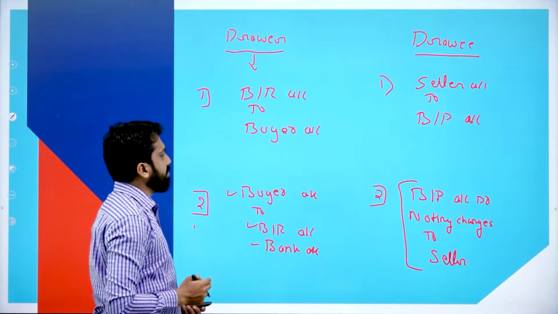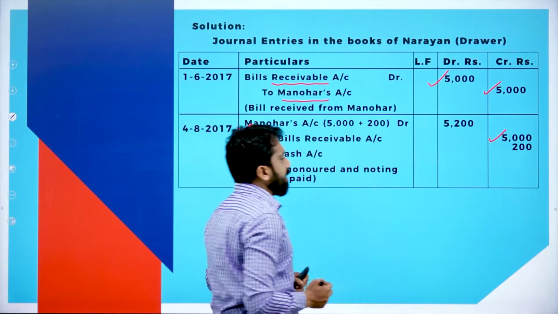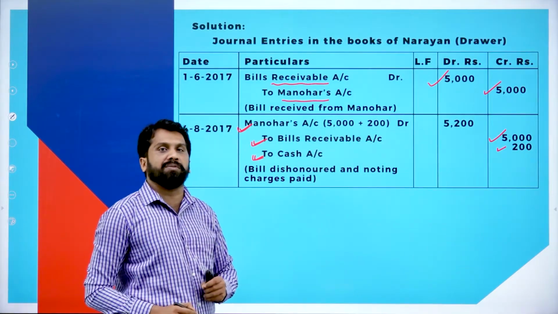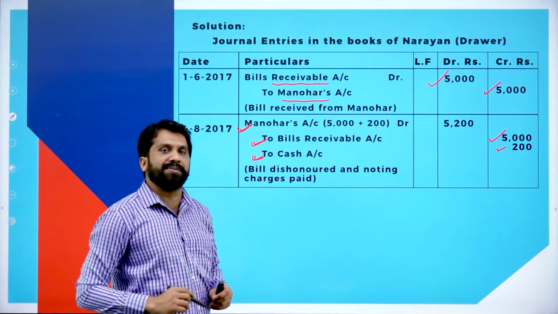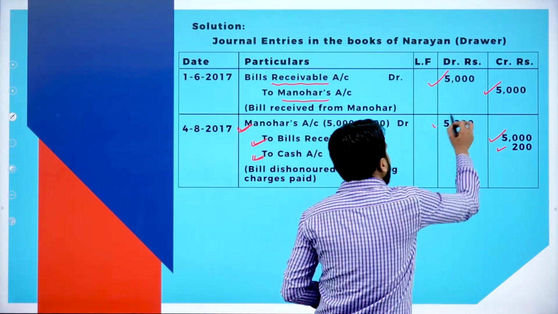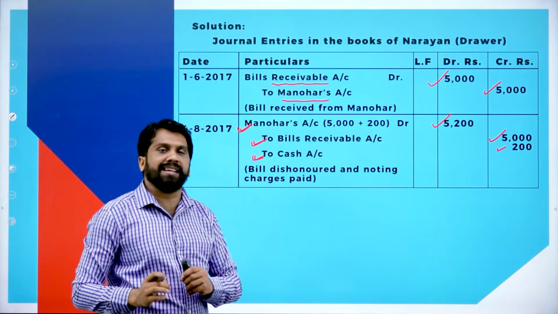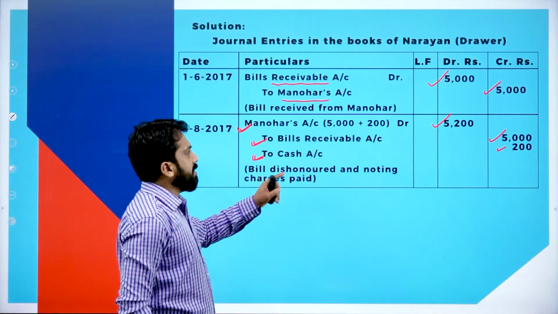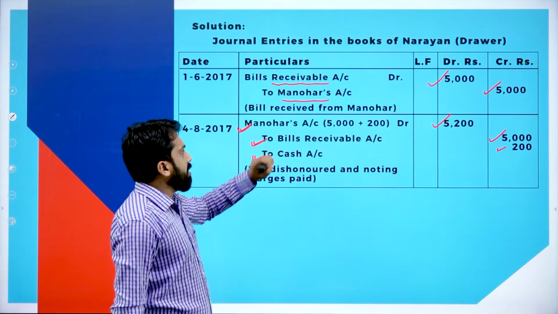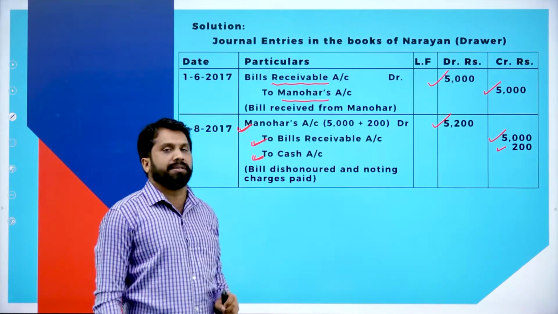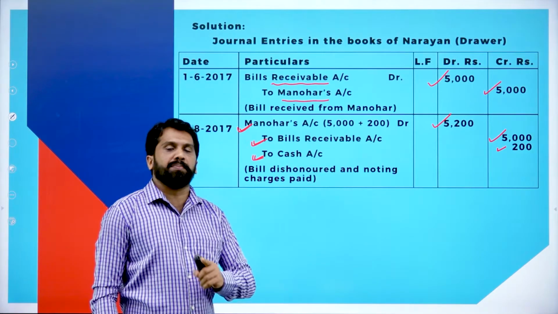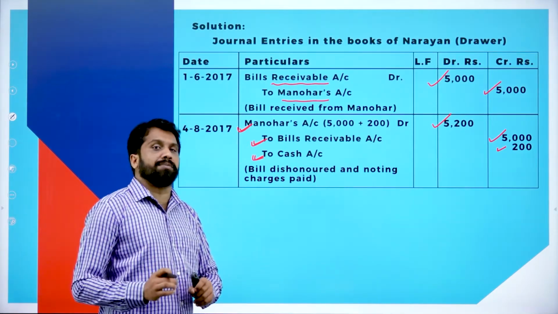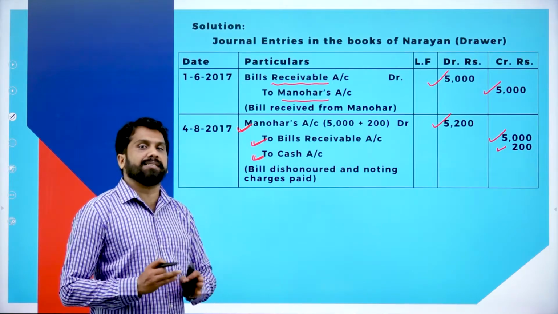I'll go back. See how much they have taken, 200. If you add both, how much will you get? 5,200. Any doubt? Hope there is no doubt. This is 5,200. Manohar account debit, to bills receivable to cash account. Hope you are clear. Now, this is all about journal entries in the books of seller, that is drawer.